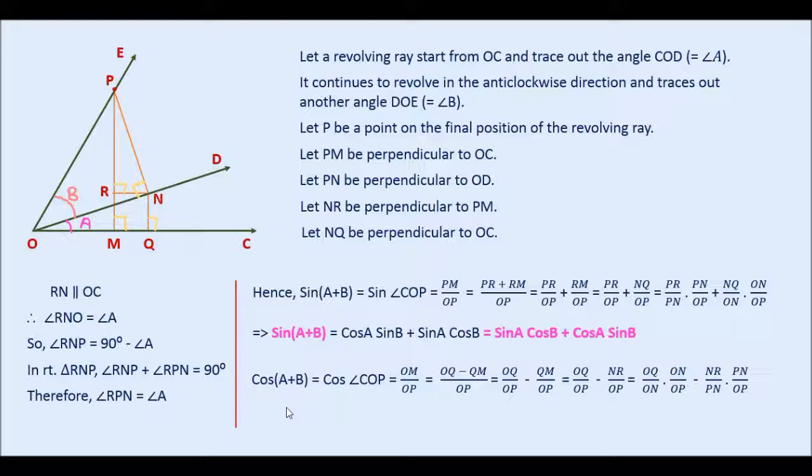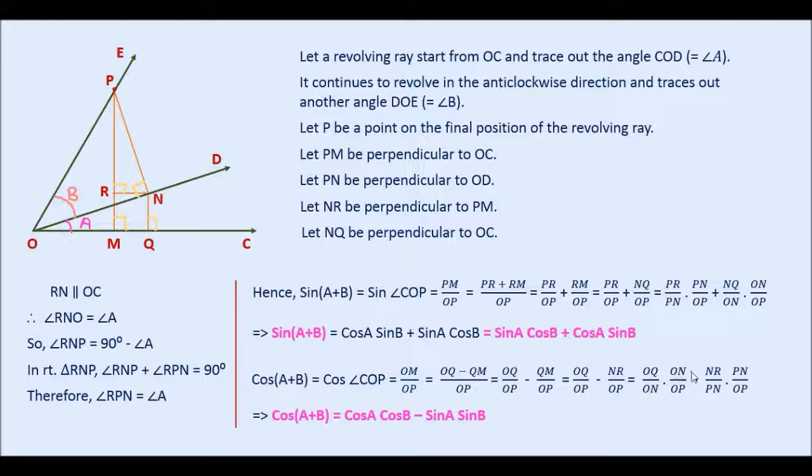So what do we have as cosine of A plus B? It is OQ by ON. Taking this right triangle NOQ, this is angle A. Since OQ is touching angle A, it becomes the base. So OQ by ON is cosine of angle A. And ON by OP: coming to triangle PON, ON is touching this angle B. So ON becomes the base of triangle PON with respect to angle B. So ON by OP becomes cosine of angle B. So it is cosine of angle A multiplied by cosine of angle B.